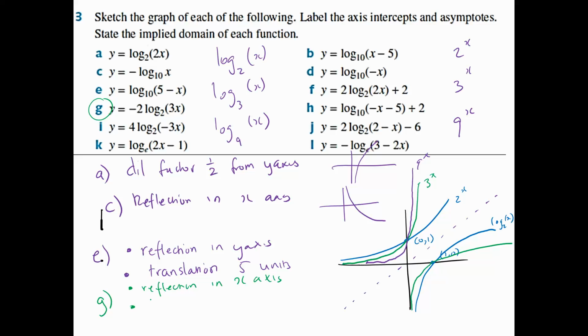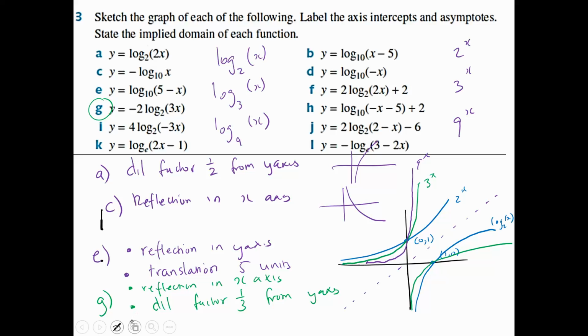Dilation of factor... Not factor 3. 1 on 3. Fantastic. So dilation of factor 1 on 3, because anything you do with the x's are reversed. So it's 1 over 3 from the y-axis, which is correct.